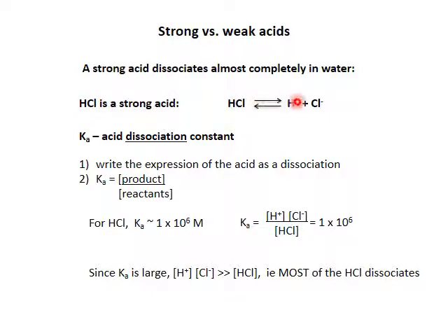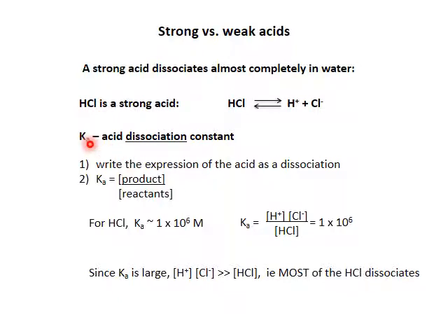This arrow here is very big, and the reverse arrow is very small. It's pretty much 100% dissociated. So if your hydrochloric acid concentration is 1 molar, you have 1 molar of protons in that solution.